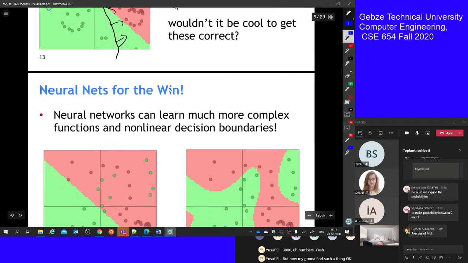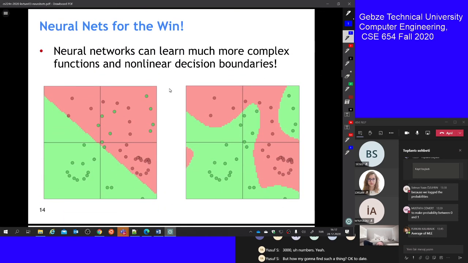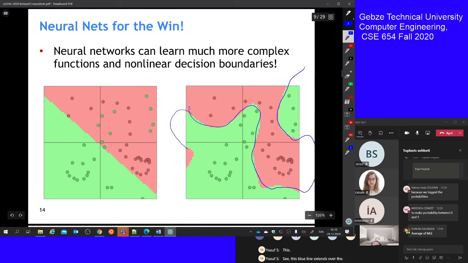Okay, to that we will use the neural networks. In this case, our decision boundary is like this. See, this blue line goes around the plane and comes back. And it doesn't have to be continuous, it can be broken. Okay, and it will work.